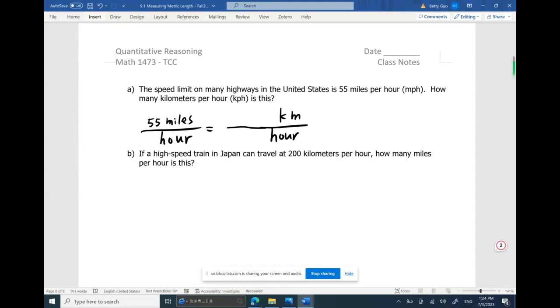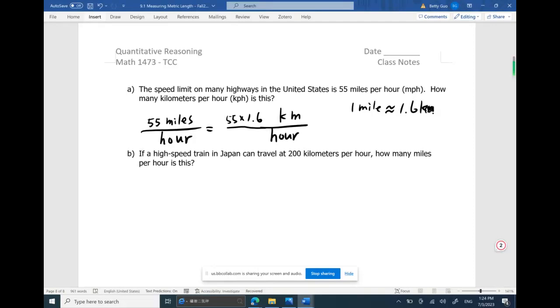Yeah, hour is still hour. We mainly need to convert from miles to kilometers. Do you remember the conversion factor? There's around 1.6 kilometers in 1 mile, right? So the factor is 1.6. Kilometers is a smaller unit, so we need a bigger number. So 55 times 1.6. Let's see, what is 55 times 1.6?